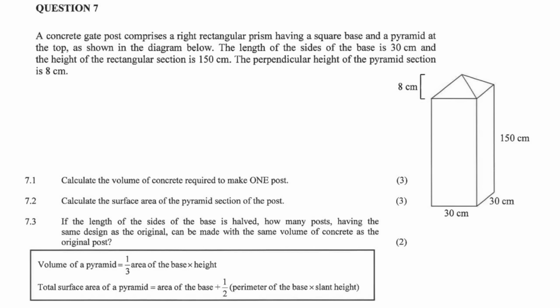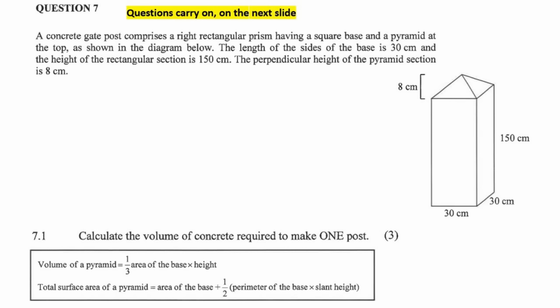So here is the question that we are going to do, but I'm going to split the questions up onto separate slides just so that we have a bit more space. So here's the questions, split up into 7.1, 7.2, and then 7.3. It says that a concrete gate post comprises a right rectangular prism with a square base, and then it's got a pyramid on the top. So it's just like a box, and then on the top we have a pyramid. That's all that the shape actually is.